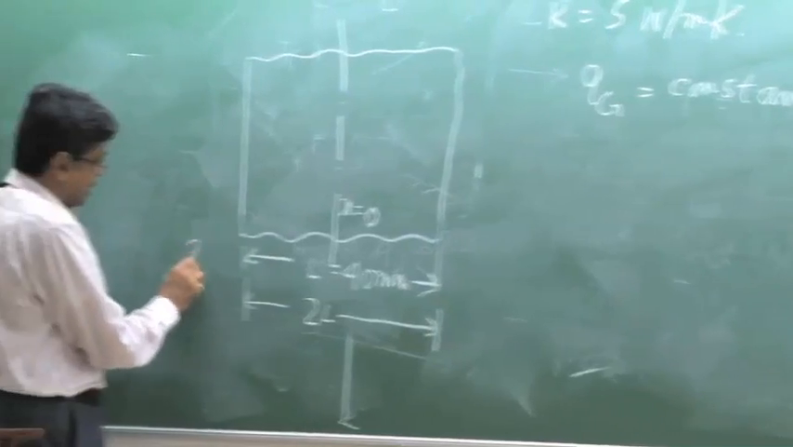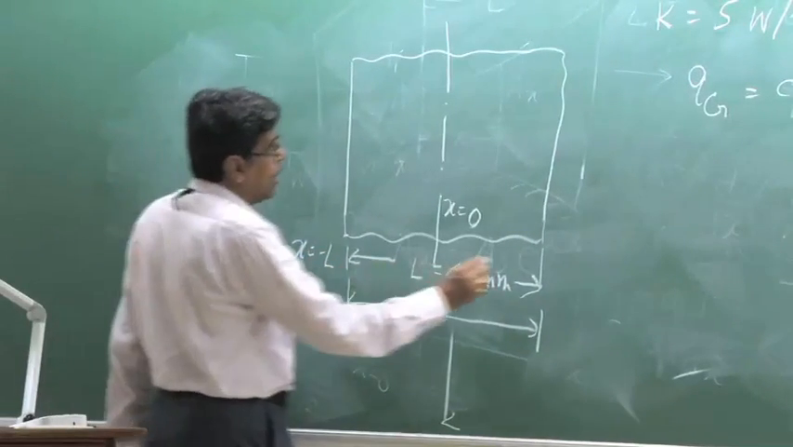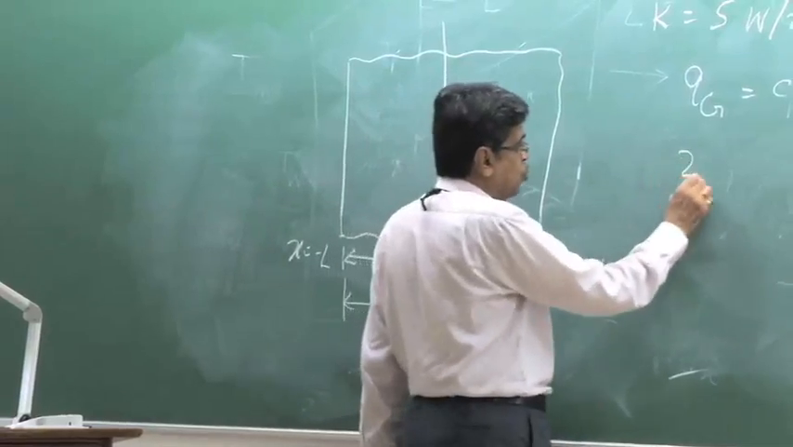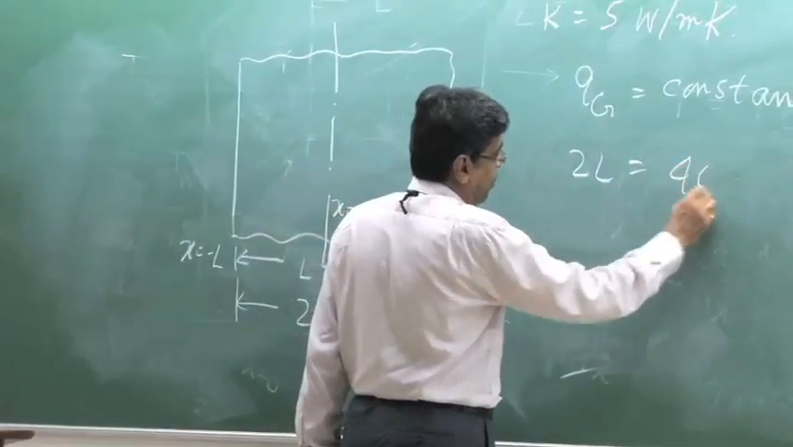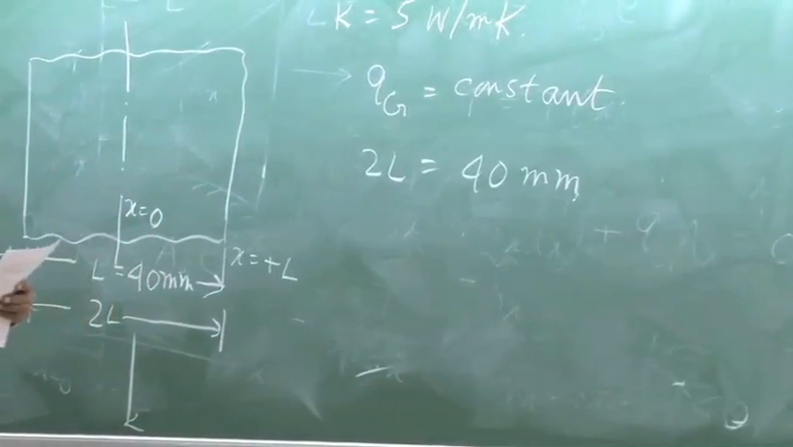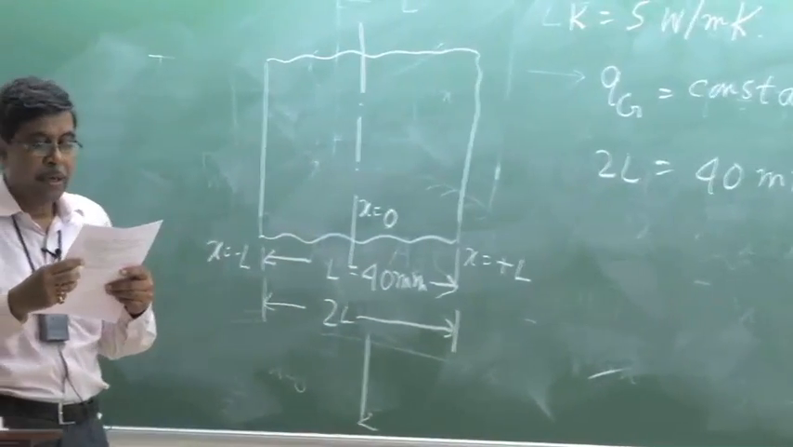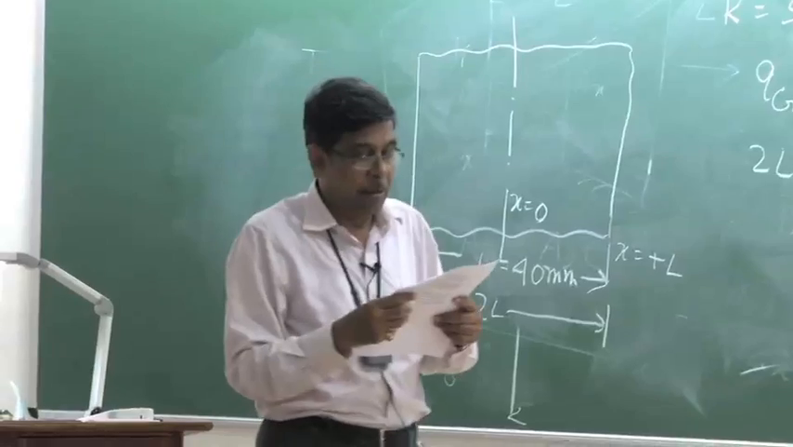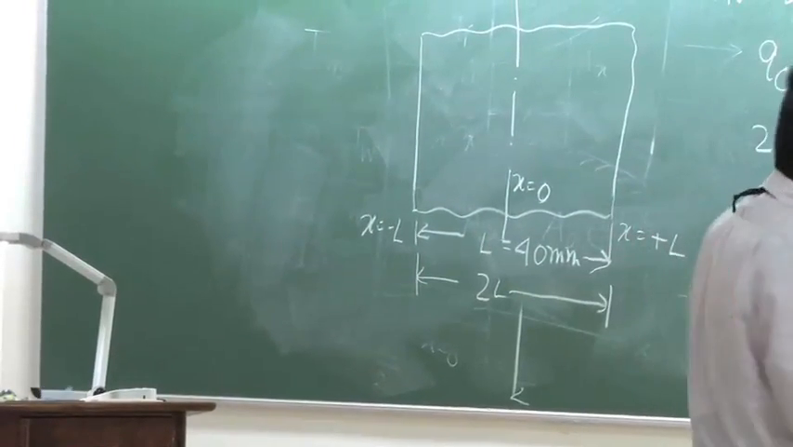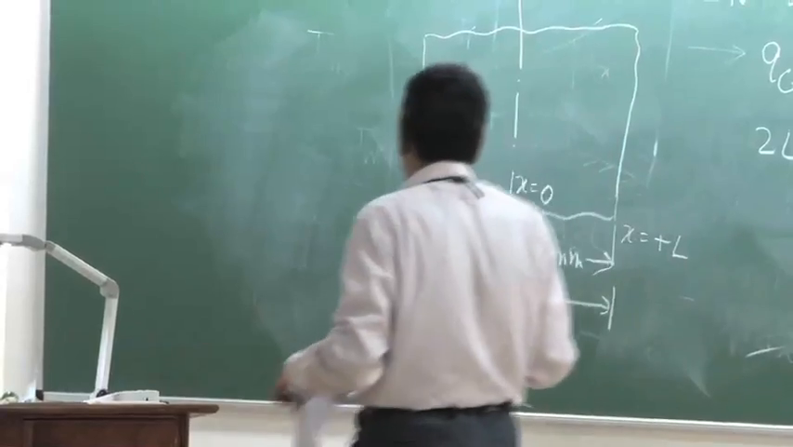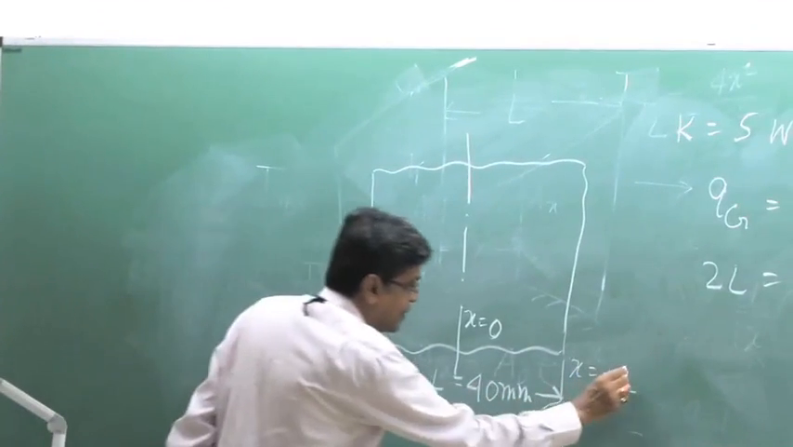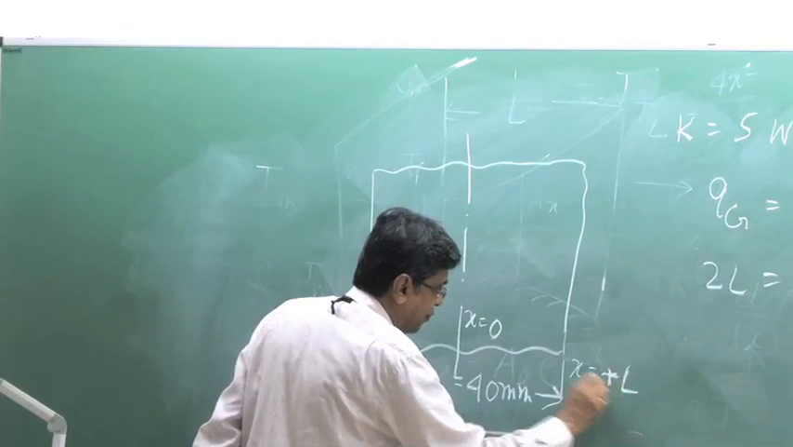That means x is equal to minus L and x is equal to plus L. That means 2L is equal to 40 millimeter. So they have prescribed that. That's why they are telling that convection heat transfer occurs at both the surfaces, x is equal to minus L and x is equal to plus L, both surfaces.